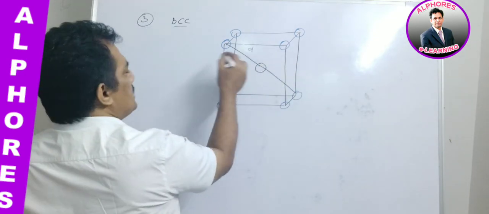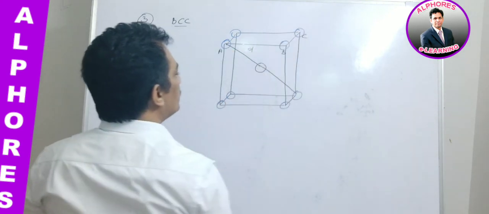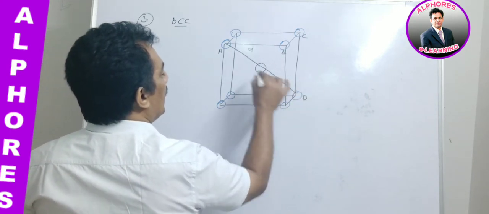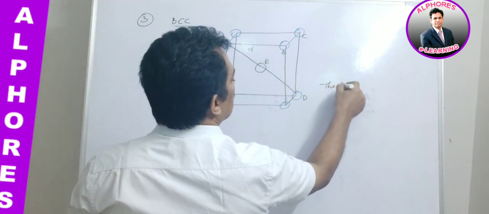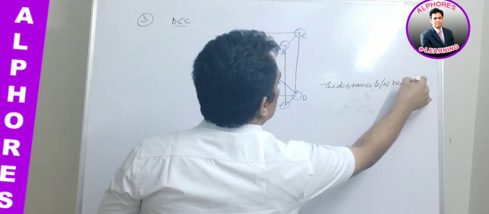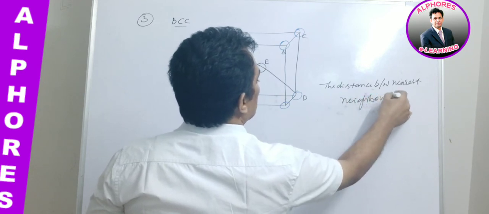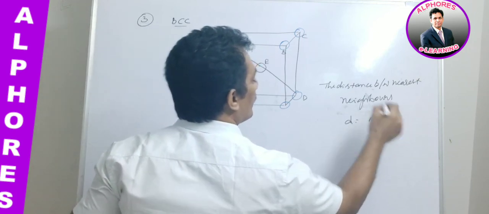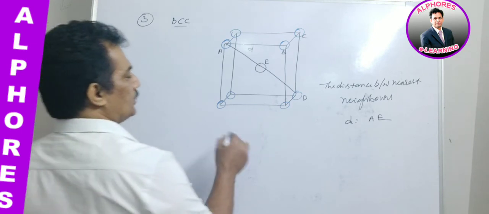And now let us assume from this corner to body diagonal axis, this corner. Clear? And as in previous case, it is A, it is B, it is C, and now it is D and it is E. And from this, the distance between nearest neighbors, what is nearest neighbors distance? D is AE. That AE value we should know. Clear?